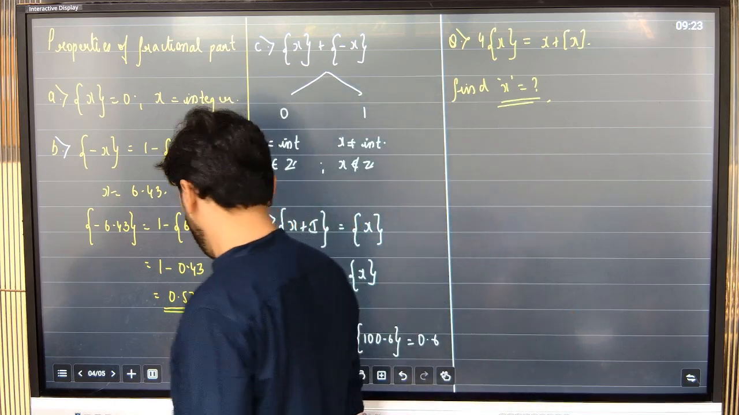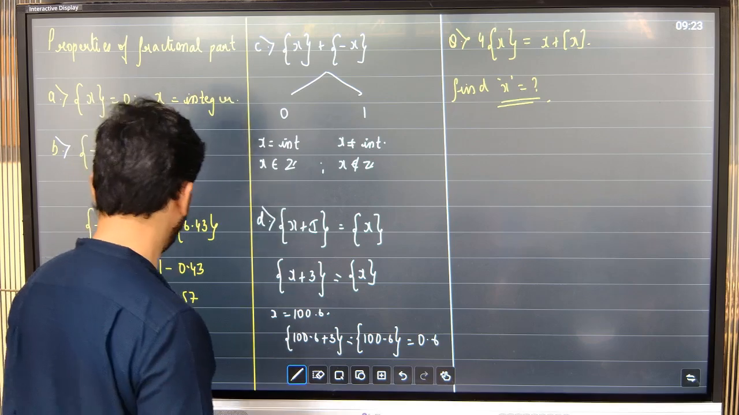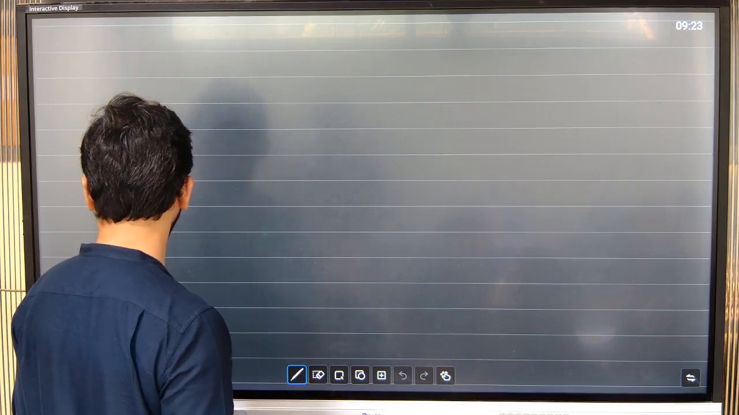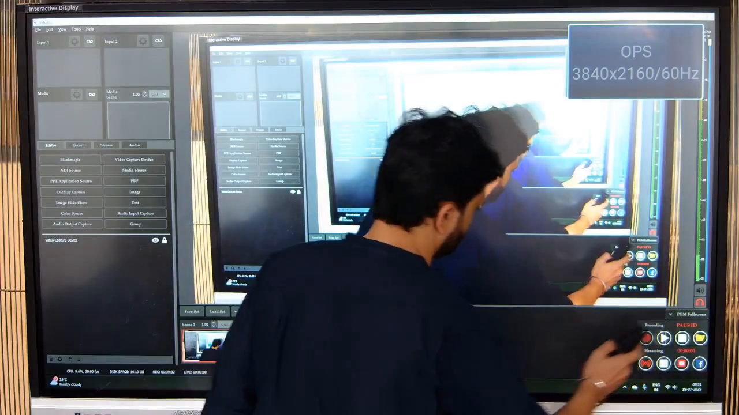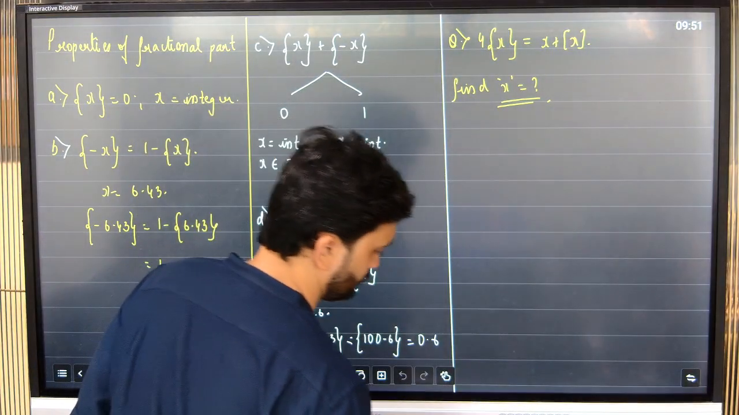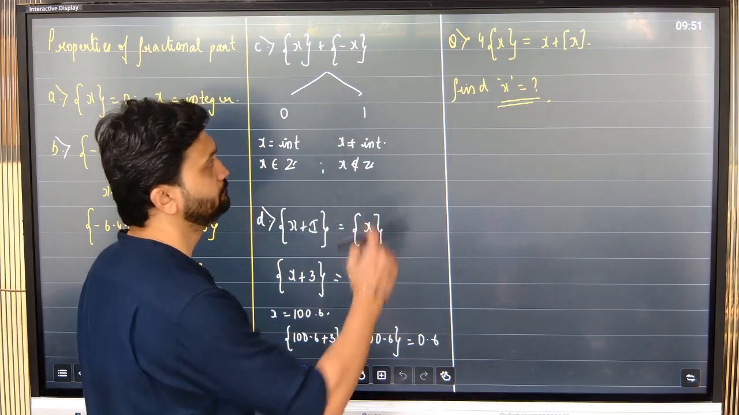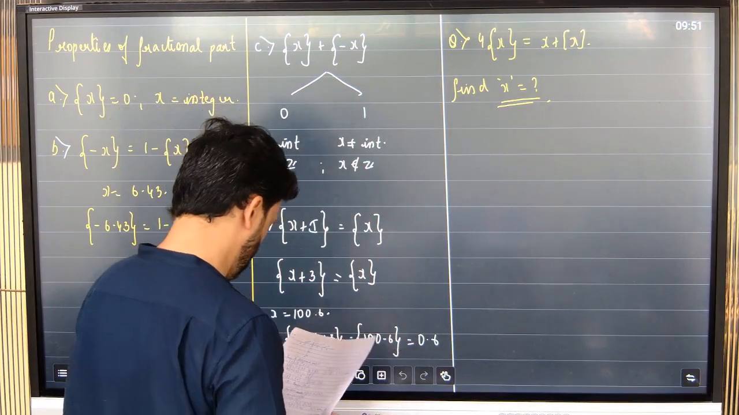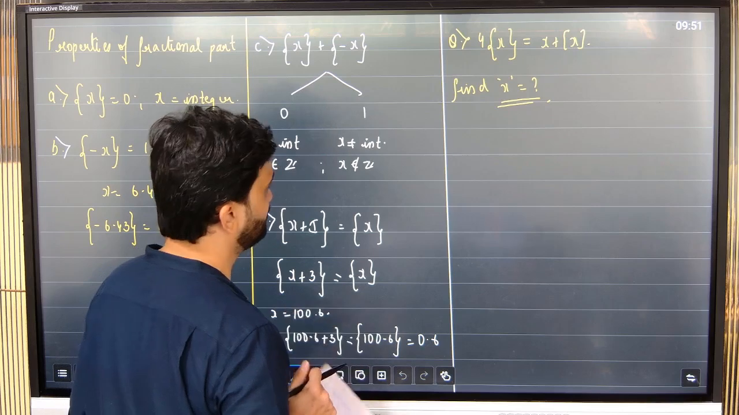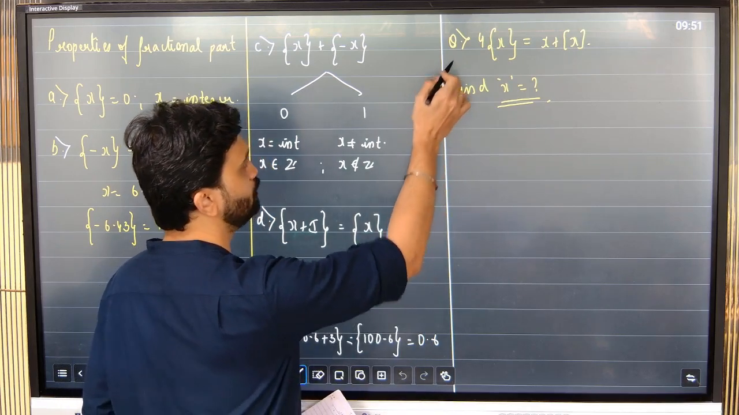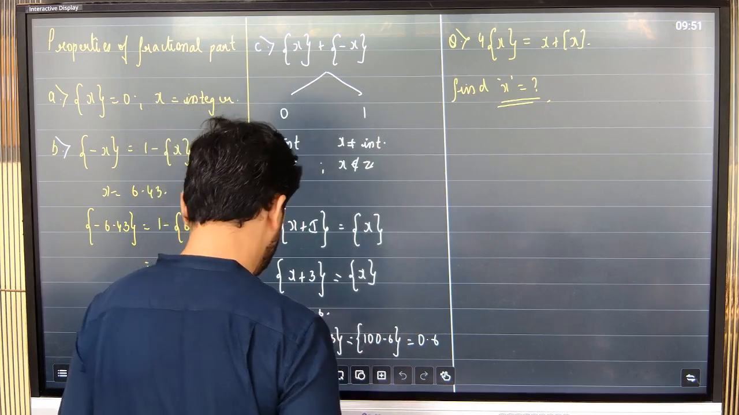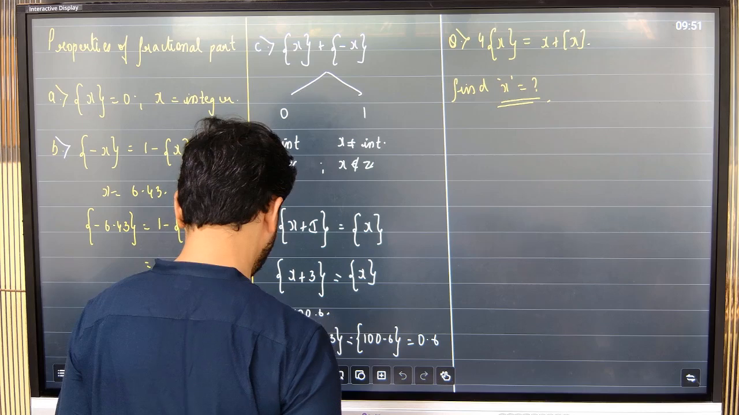Find the value of x. This is how we are going to solve this, where we find the value of x. Now, let's start with this. 4 into the fractional part of x is equal to x into the greatest integer function of x.